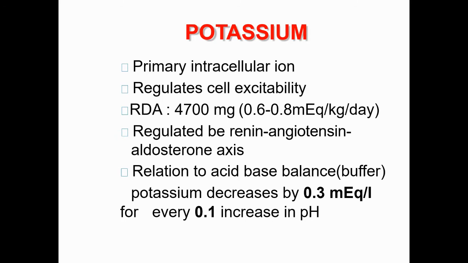If the potassium decreases, the pH will increase. This is the most important thing. If potassium keeps decreasing, the pH will keep increasing. For example, if 0.3 milliequivalents of potassium decrease, the pH will increase by 0.1, for every 0.3 milliequivalents of potassium decrease. So if potassium decreases, pH increases, and that leads to alkalosis.